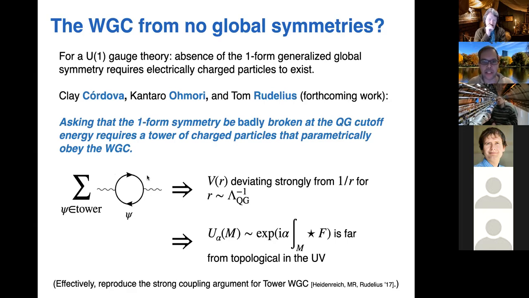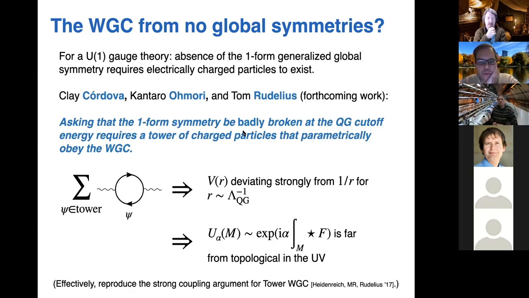And so in that way, their criterion sort of maps to the same sort of things that Ben and Tom and I talked about before in the context of these stronger versions of the weak gravity conjecture with towers of particles. But I really like this formulation that Clay and Cantaro and Tom have, because it sounds so plausible. The only input is saying that quantum gravity should, at the Planck scale, have no approximate global symmetry. And what they then argue is you get out these statements that you need large numbers of particles running in loops and driving things to strong coupling.